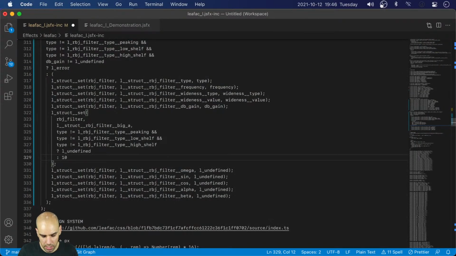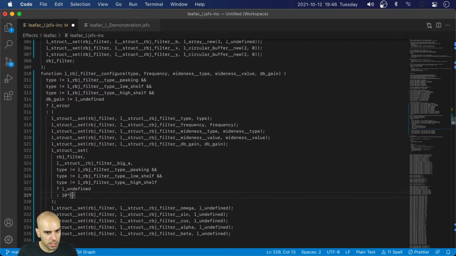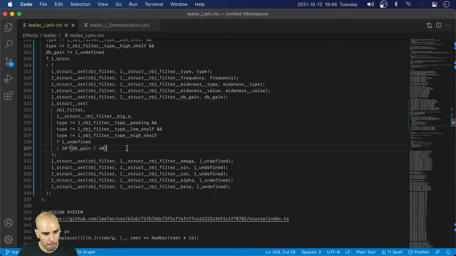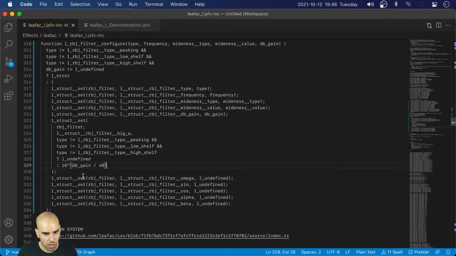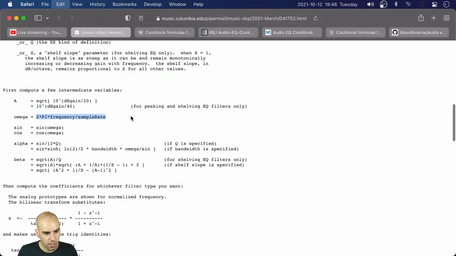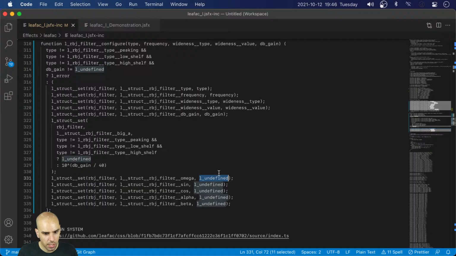So it's going to be 10 to the power of, what is it? dB gain divided by 40. Now put some spaces there. 10 to the power of dB gain divided by 40. Alrighty. And then for omega, it's that formula. And omega is not conditional. It always exists. So I can just copy and paste the formula over here.